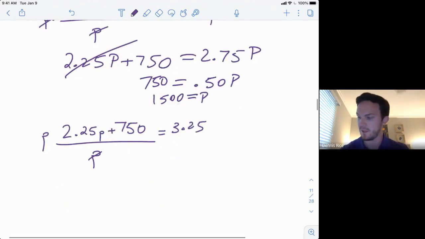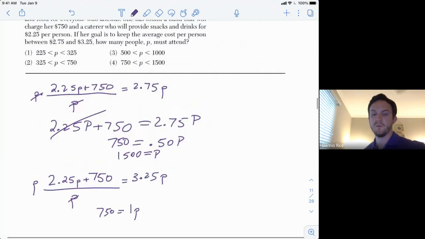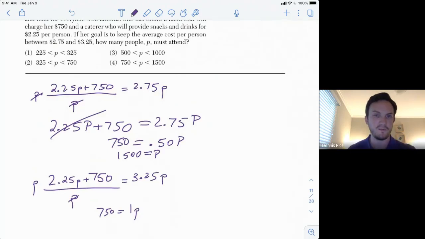And now if we use the same logic with this one, you're going to get 1P equals 750. Okay. So the higher end was 1,500 people going. The lower end was 750 people going. It's going to end up being choice 4. That's why the answer ends up being sandwiched between those two. So anywhere between 750 and 1,500 people can go. Kind of a weird question, I know, but this is one way you can do it algebraically.